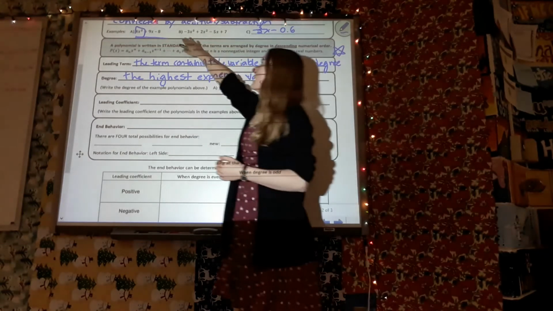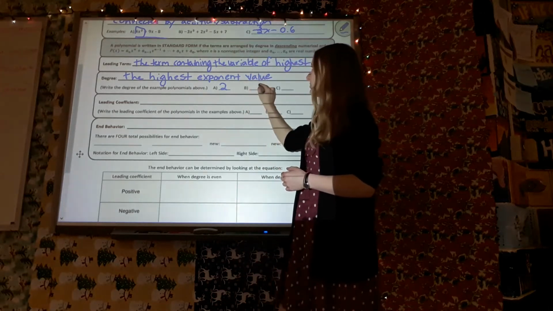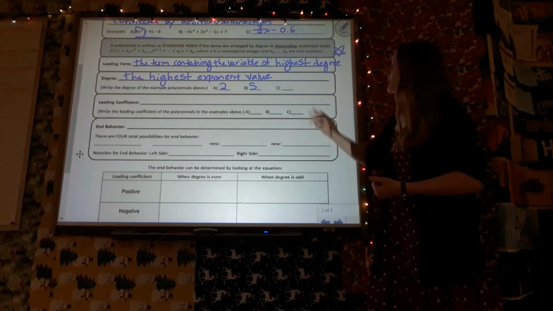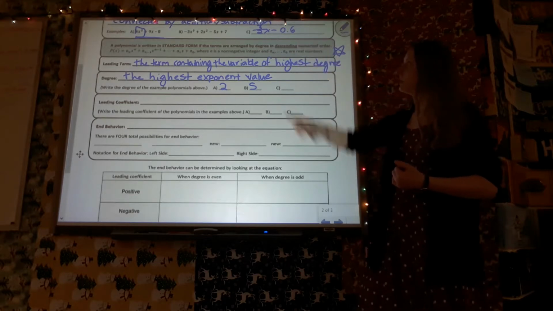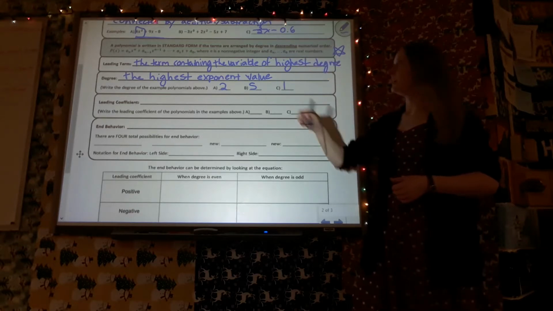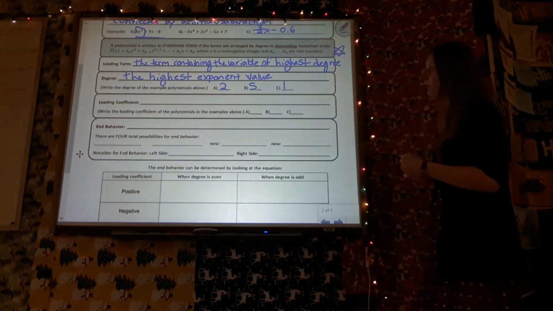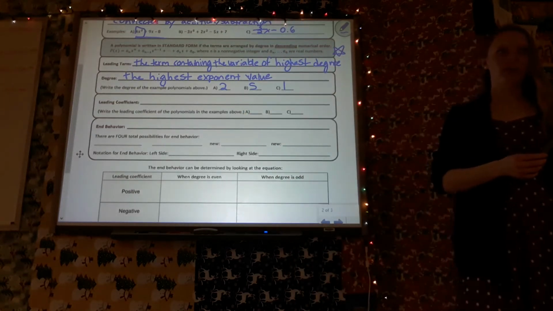What about this second example? It's 5. The degree is the highest exponent. 5. What about this one that we made here? It's 1, because the highest exponent that I have for the variable is a 1. So that's how you find the degree of a polynomial.